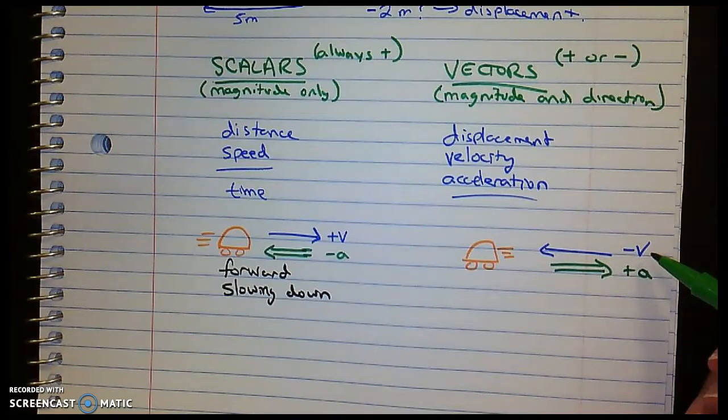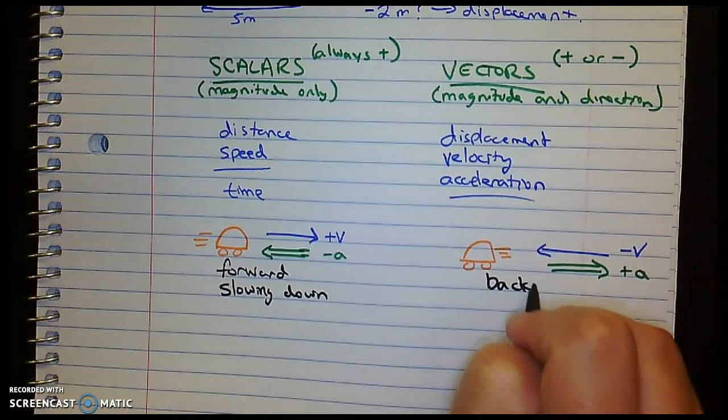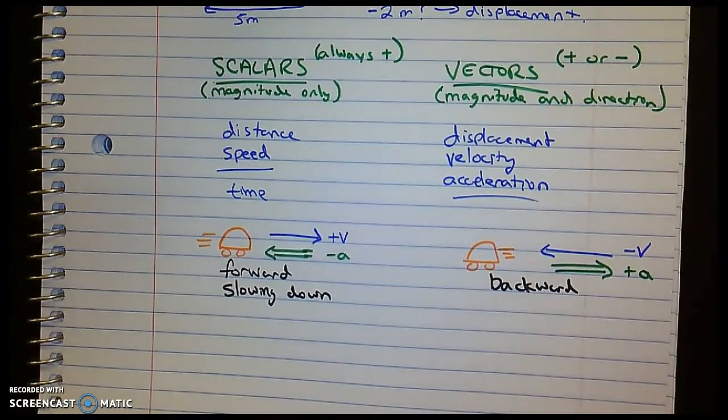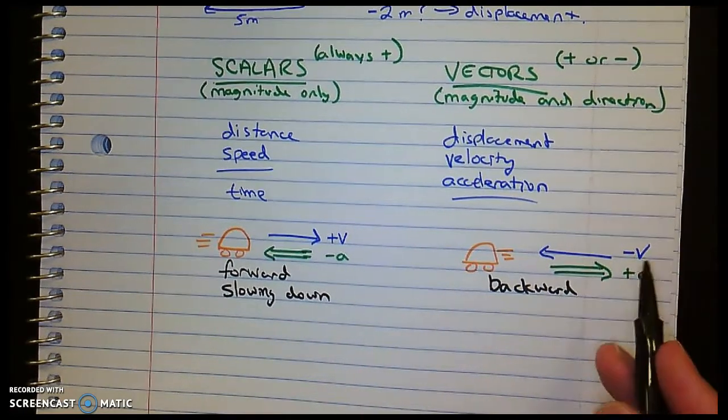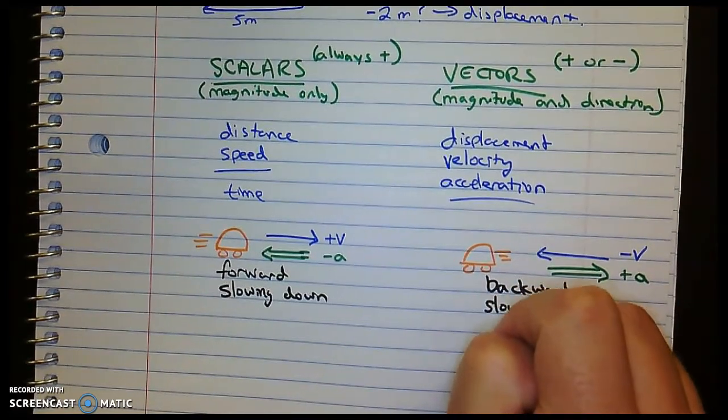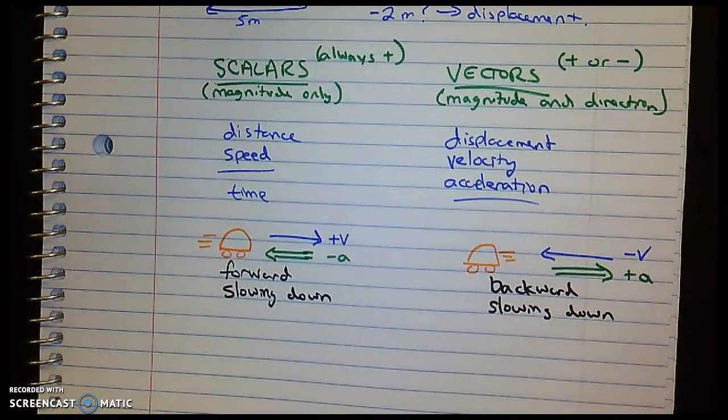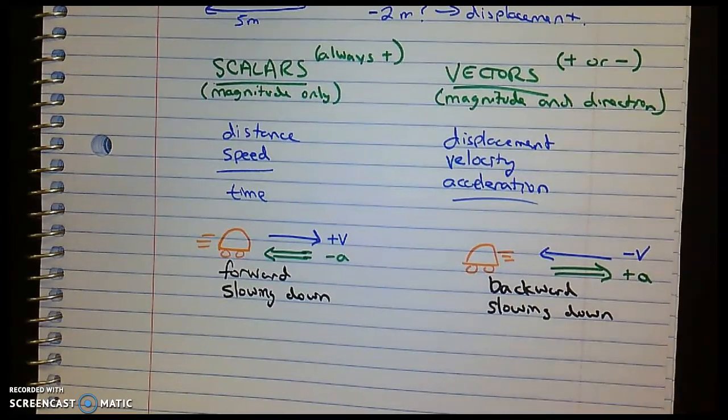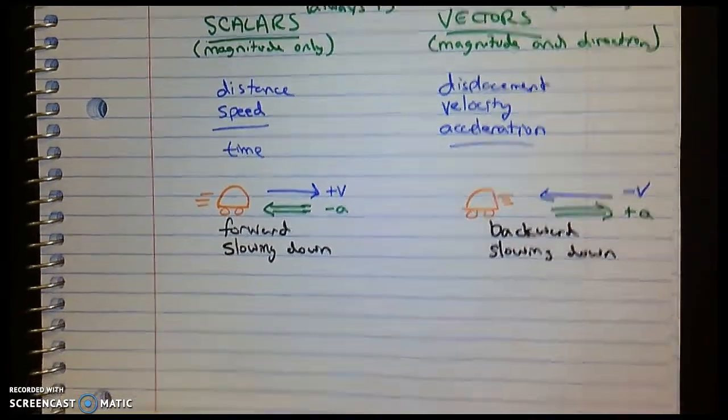So again, this car has a negative velocity, but it's got a positive acceleration. What is this car doing? Well, I'm going to say this car is going backward, because it's got a negative velocity. But even though it has a positive acceleration, I'm going to say that it's slowing down, because the acceleration is fighting against the velocity. So positive acceleration doesn't only mean that you're speeding up. Positive acceleration tells me that its direction is forward. Negative velocity tells me that the velocity's direction is backward. And if they're going in opposite directions, we say that they're slowing down.